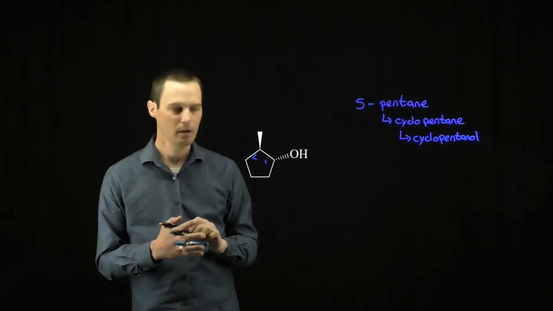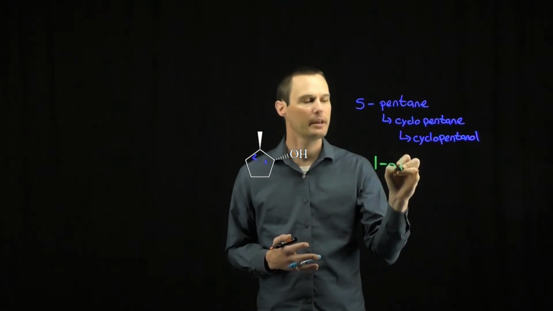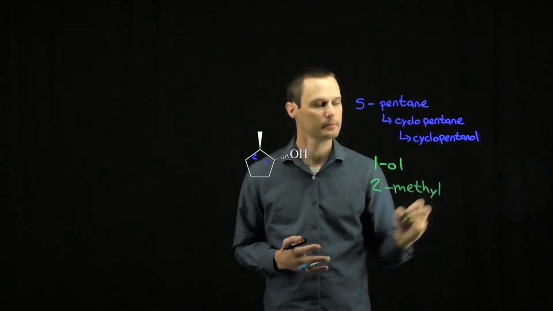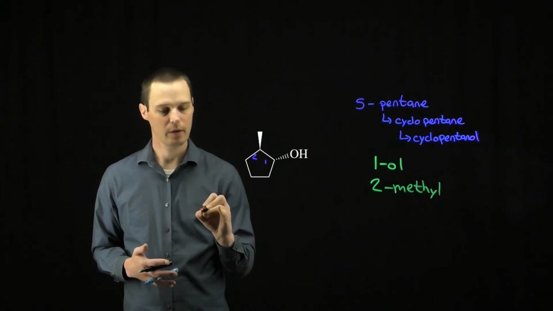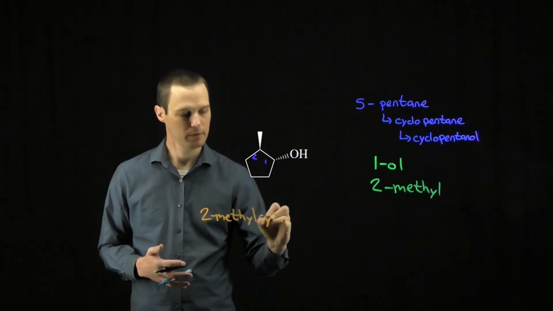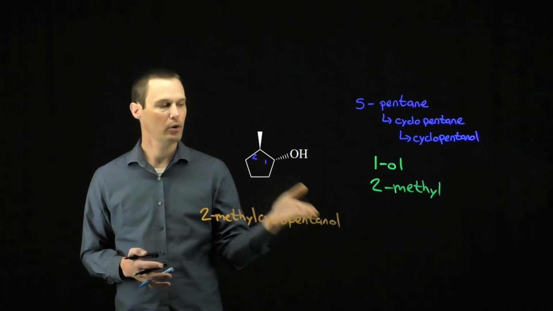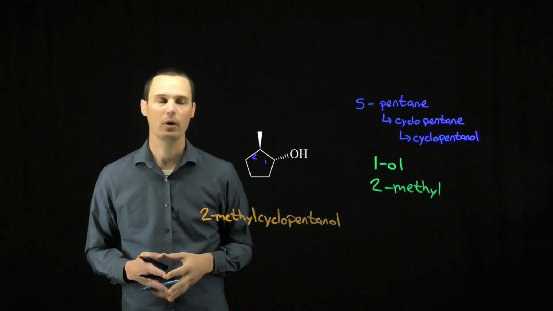So the substituents in this molecule: on carbon number 1, we have the alcohol, and on carbon number 2, we have the methyl group. We can then put these in order. The methyl group would go out front as a substituent, and we would get 2-methylcyclopentanol. Because the alcohol is assumed to be at carbon number 1, we don't need to include a location number for the alcohol in the name.